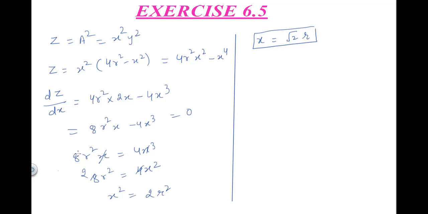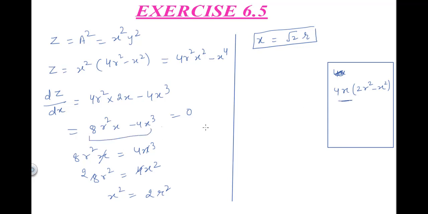Also, these are not directly cancelled. What we have to do is take the things common, like I have done here. I have taken 4x common from these two and then written it. This is the exact way of writing. You don't have to cancel directly. Then also you will get this as equal to 0, because x equal to 0 is not possible.